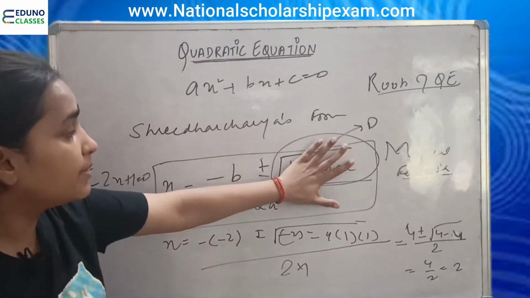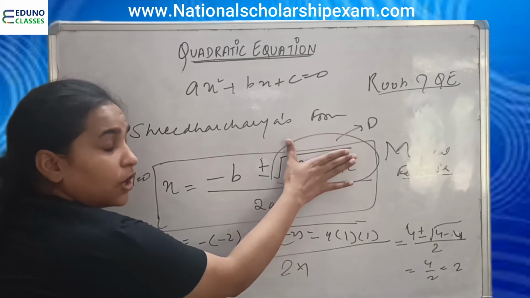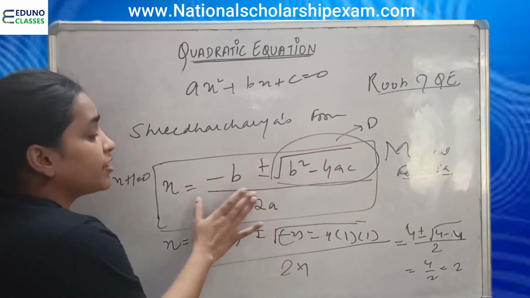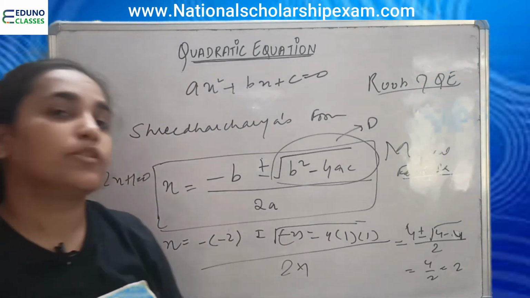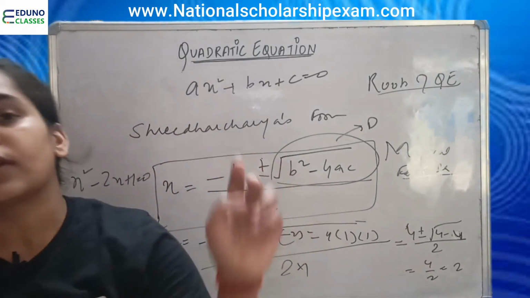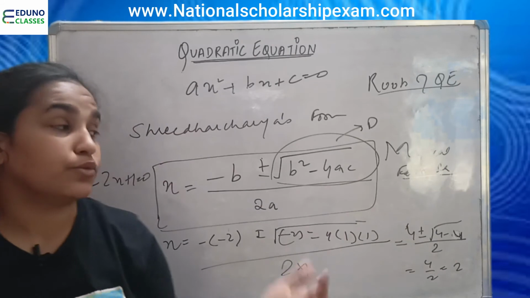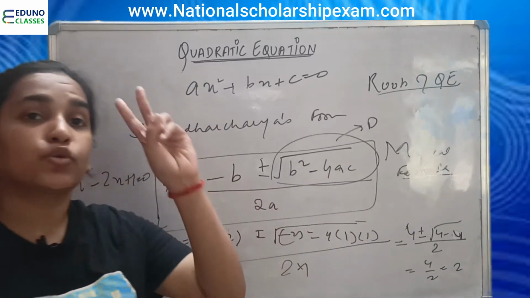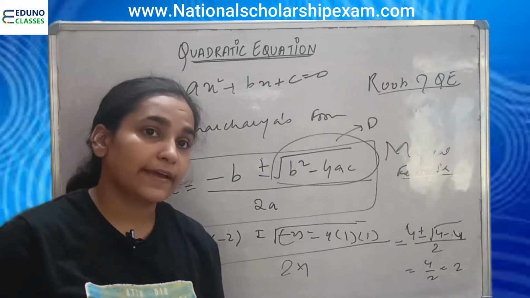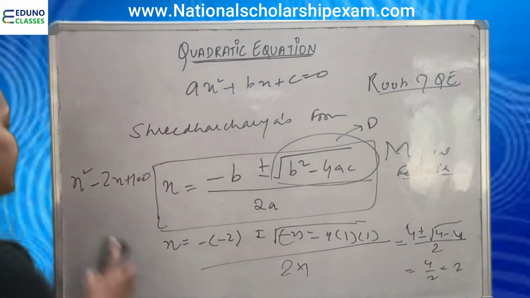This entire term will be called off, and then the only term left is minus b by 2a. Minus b by 2a will be the root for the quadratic equation. That quadratic equation will have two roots, and both the roots will be equal, equal to minus b by 2a. But if we have a certain value of D, then we will have two different roots. We will find out in the next questions.